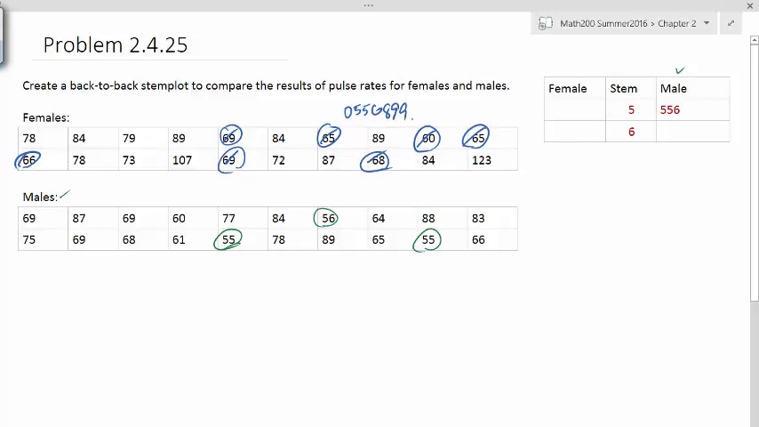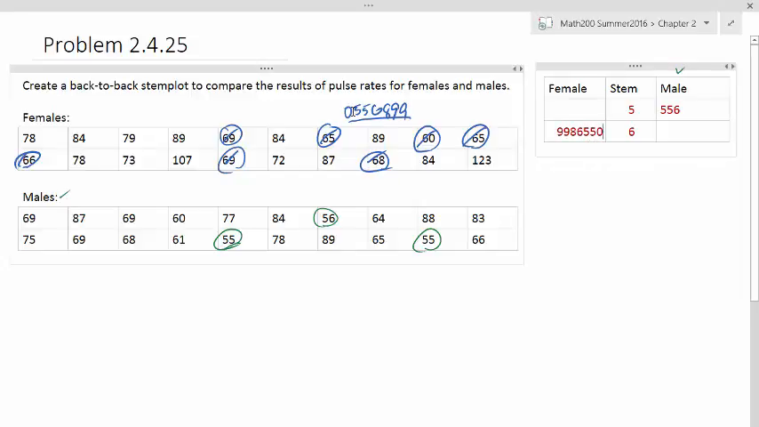And so we would put these numbers in our female leaf part of the stem, but then we also generally want the zeros digits to start next to the stem. So I'm going to write it backwards from here since this is on the left side. 9, 9, 8, 6, 5, 5, 0. So it's essentially this set of digits written backwards.